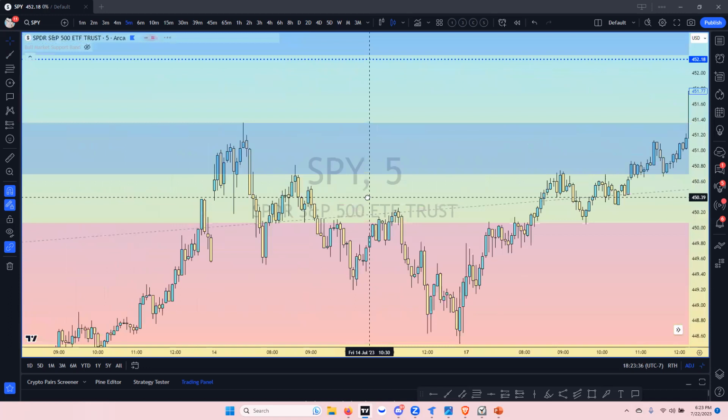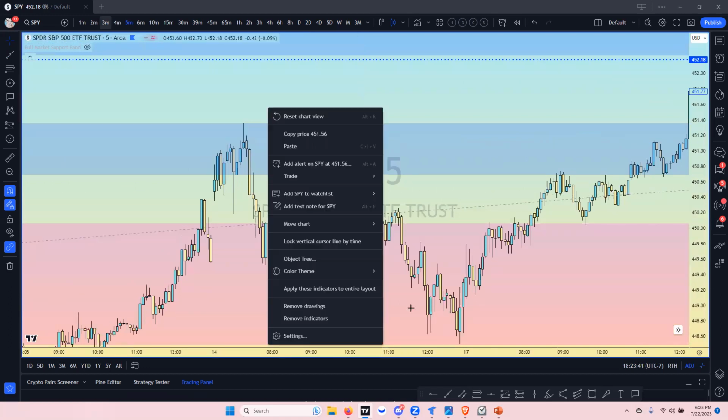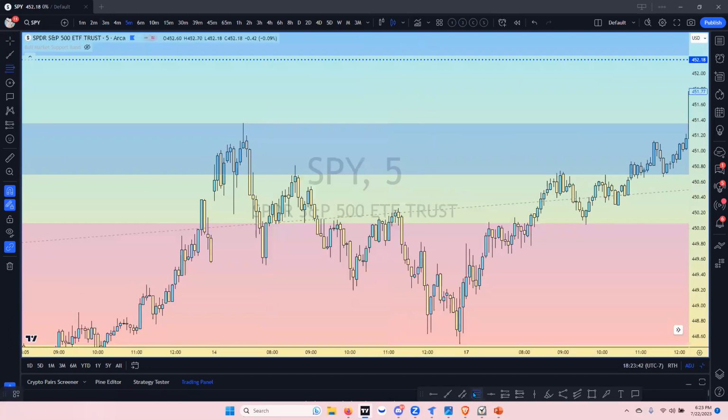Okay, so here's another one. Right off the open, we're kind of just chopping around here. We're chopping, we're chopping, we're chopping. And then finally we make an impulse move down. Again, this is an impulse move because it's sliced through all of this support like it's not even there, right? So that is an impulsive move down.